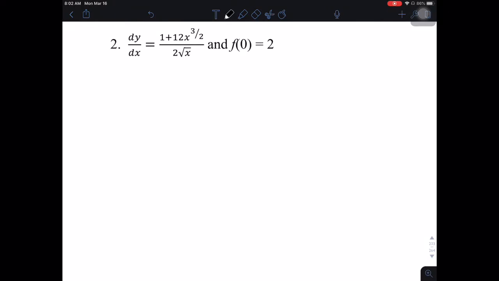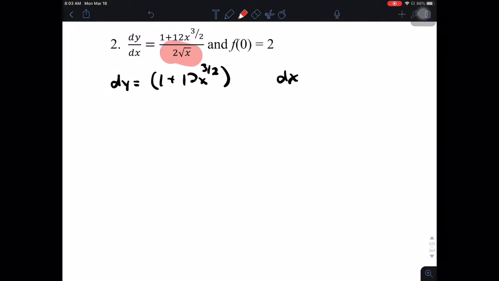Number 2, we want to separate the variables. We want our x's on one side and our y's on the other. So I'm going to multiply both sides by dx, like we did last time. I'm going to also simplify this right side a bit. This is a fraction, but it doesn't have to be a fraction. I could rewrite this. I could rewrite the numerator, well, leave the numerator the same, I should say.